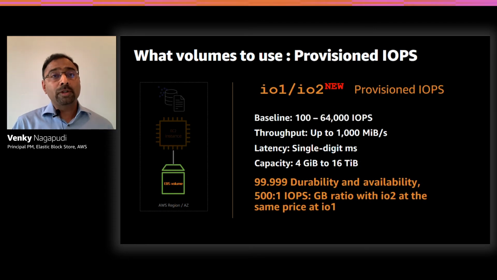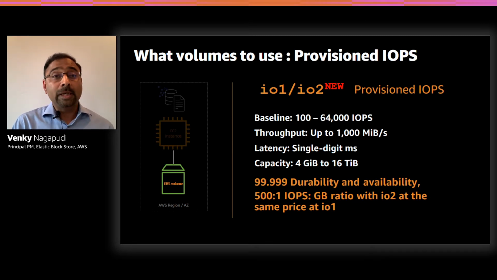You also have a choice of provisioned IOPS, and provisioned IOPS give you much higher performance at 64K IOPS per volume and 1 gigabyte per second of bandwidth. But importantly, you get a high level of consistency of performance, especially for your latency. And low latency and consistently low latency is critical for your database applications. So you can get that with the provisioned IOPS volumes.